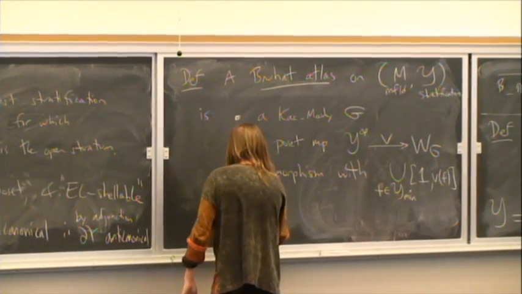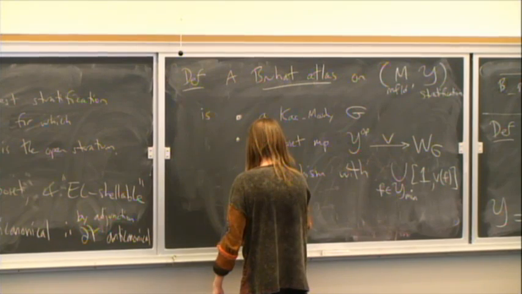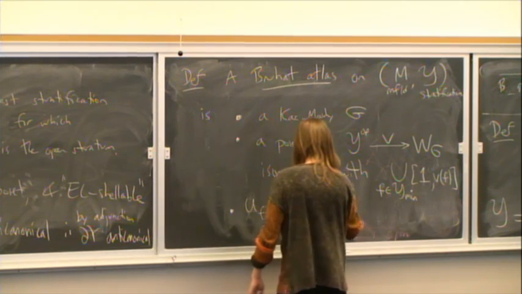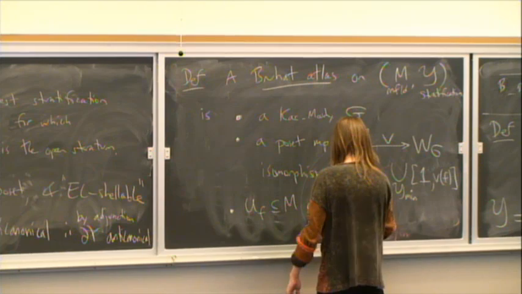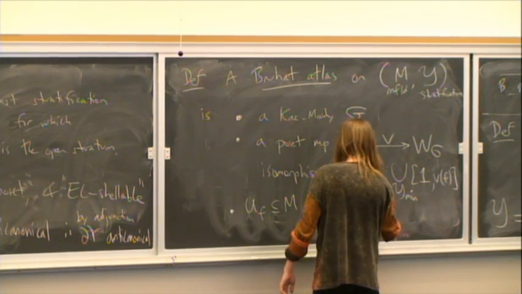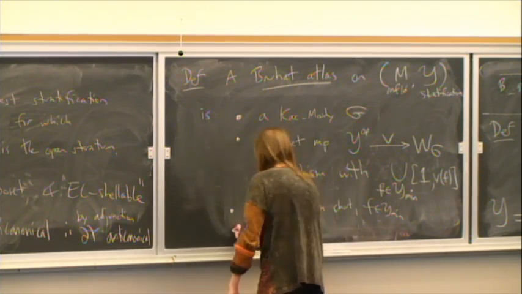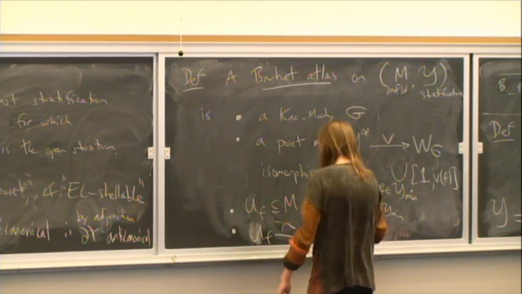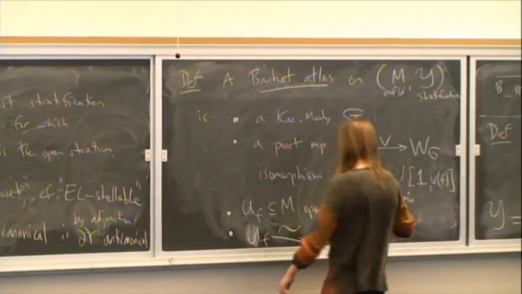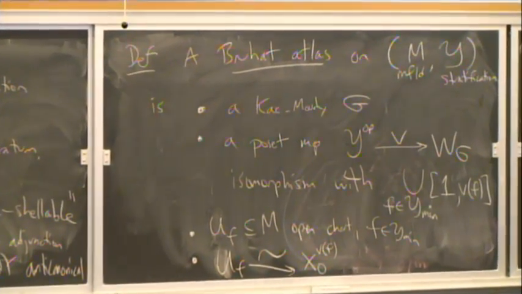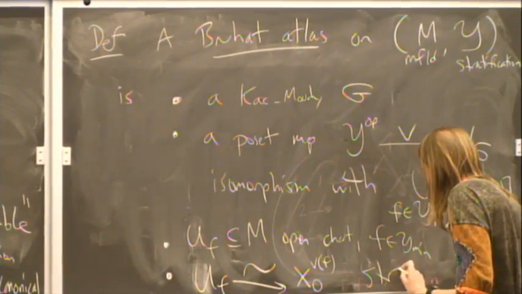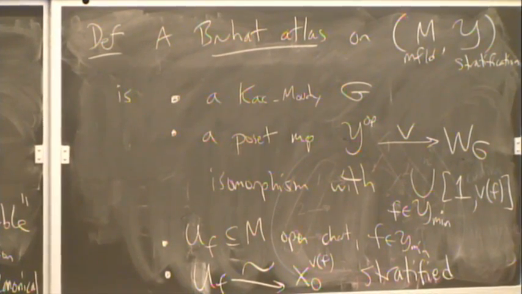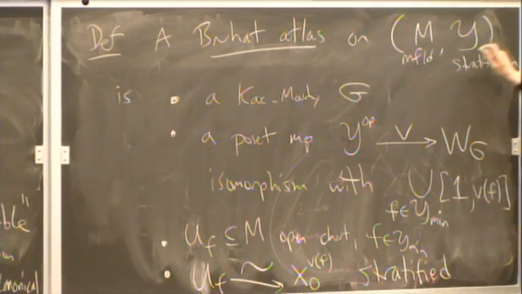And also I want an open set UF inside M, an open chart, for each F in Y min. And I want an isomorphism of that guy with the corresponding opposite Bruhat cell. And this should be a stratified isomorphism. This Y min is finite? Yes, so Y is finite.